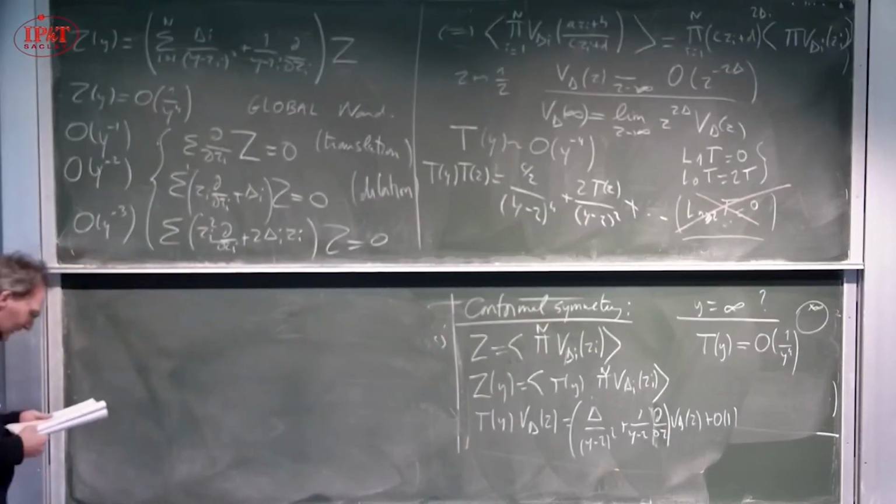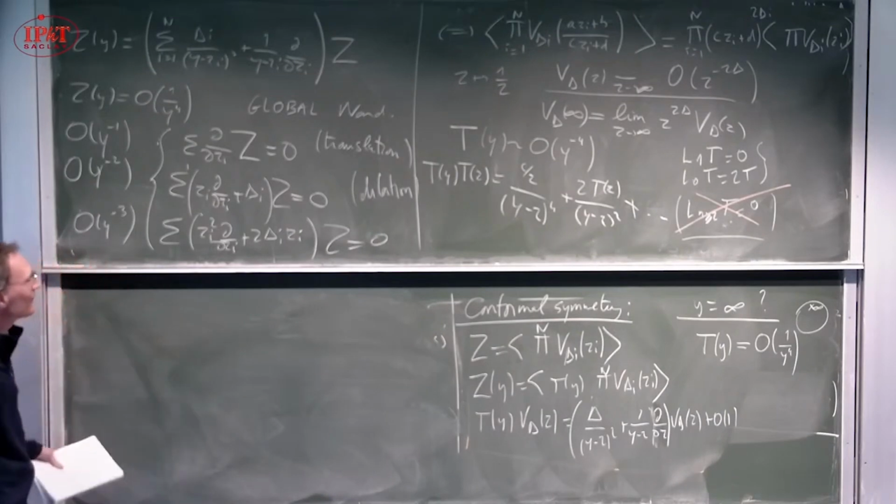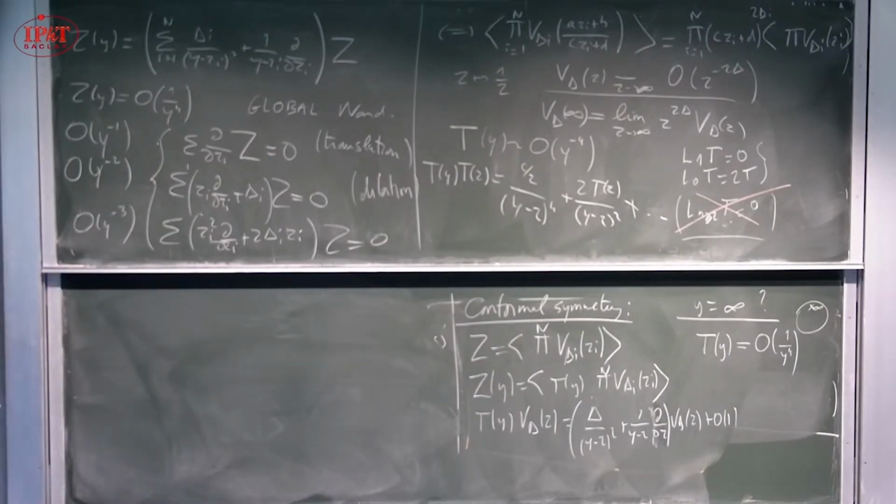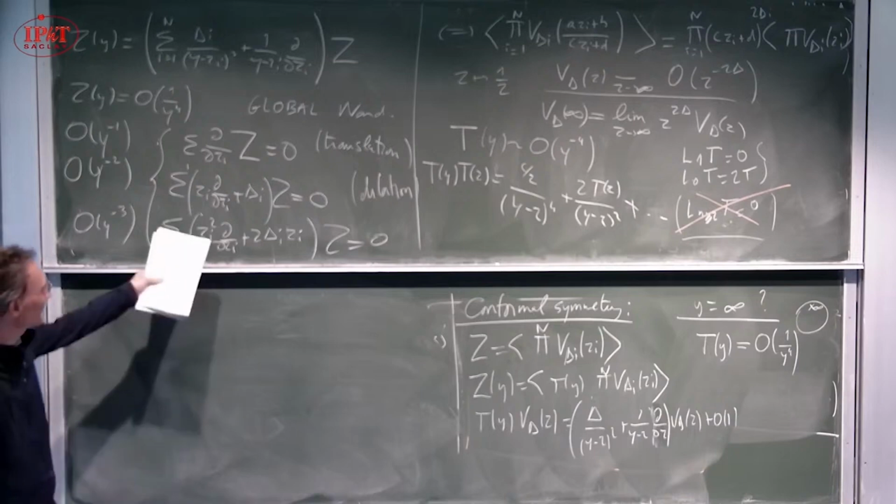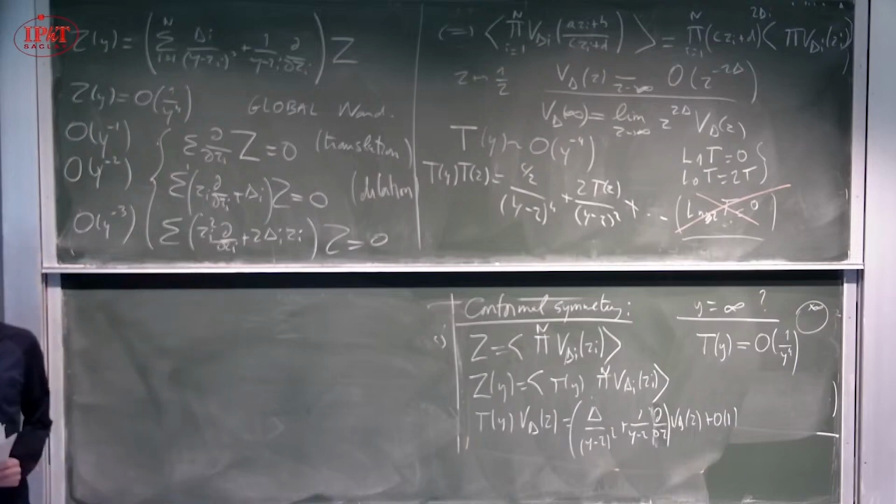Okay. So now, if we agree with these global Ward identities, we have to solve them to determine the correlation functions, and I think we'll do that after the break. Maybe questions? Yeah, other questions?